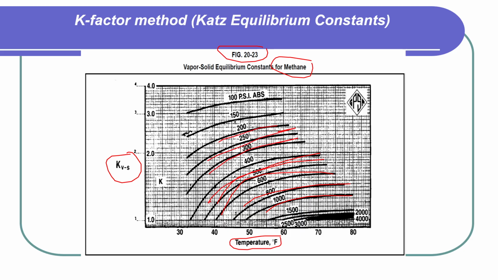Okay, so you can simply say that, for example, if you have the temperature around 40 degrees Fahrenheit, and the pressure, let's say approximately 250, for example, this means that your K value would be approximately equal to 2, and this is again for methane. So when you see the K-value method, or the equilibrium constant method, or the K factor method, this is again what we call the Katz equilibrium method, and this is again for a prediction of the hydrate formation condition for different components.